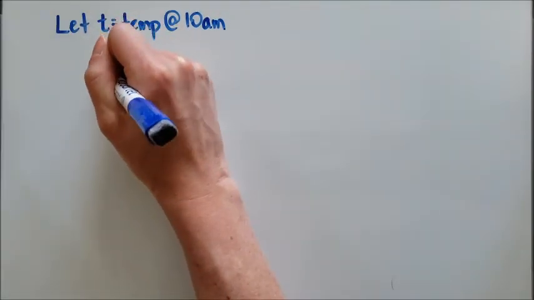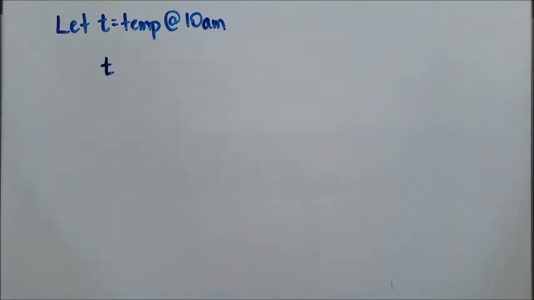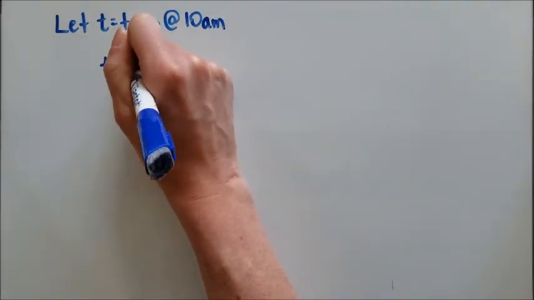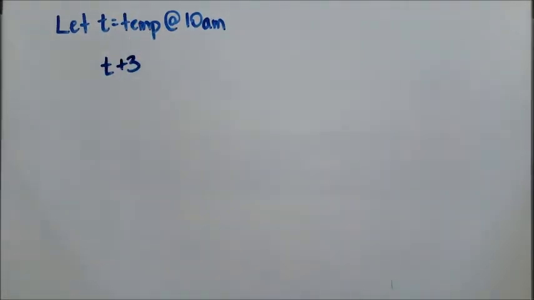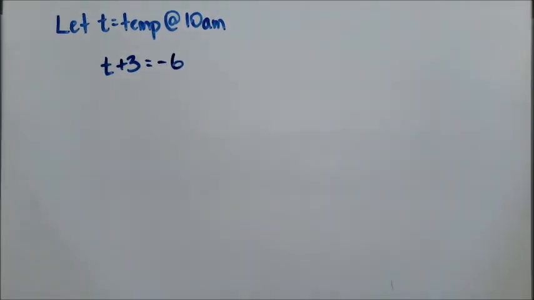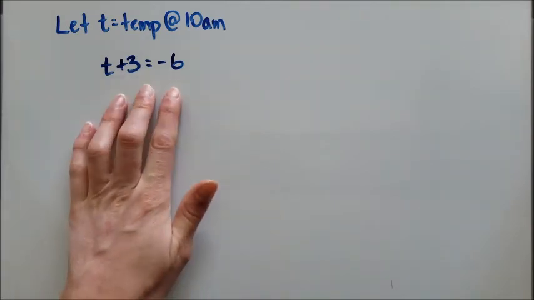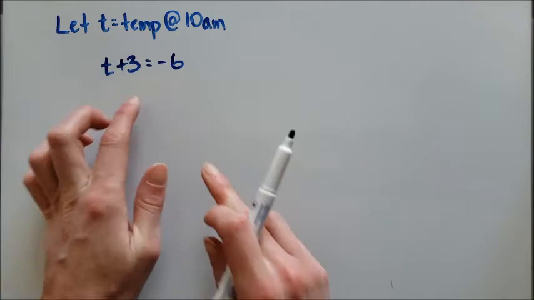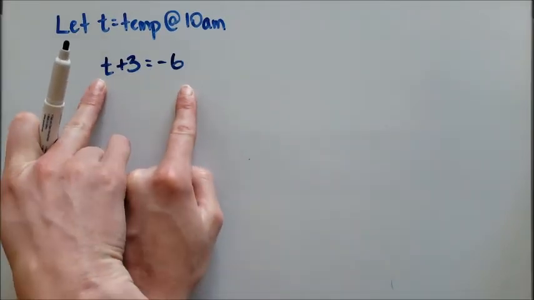So whatever that temperature was, it went up 3 degrees by the time it hit 2 in the afternoon. So +3 is going to be equal to -6. Now, if you are following along with the examples in the notes, I do know that this is the opposite direction, or the opposite sides, of what was written there.